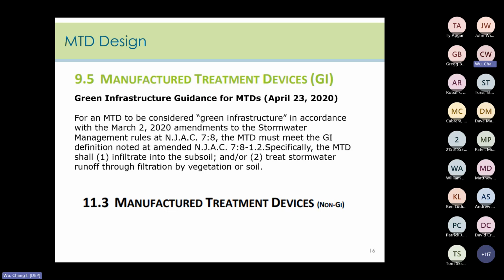Another category of MTD is the non-GI MTD, which does not infiltrate runoff into subsoil and or treat the stormwater runoff through filtration by vegetation or soil. Just a reminder that if the design proposes to incorporate MTDs to meet the water quality design and performance standard, then they must incorporate GI MTD into the design unless a waiver or variance from using non-GI MTD is granted.